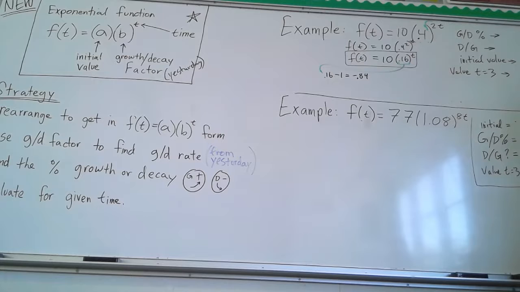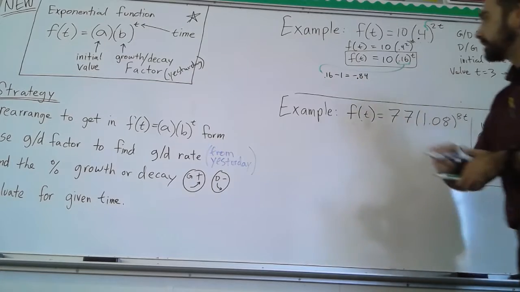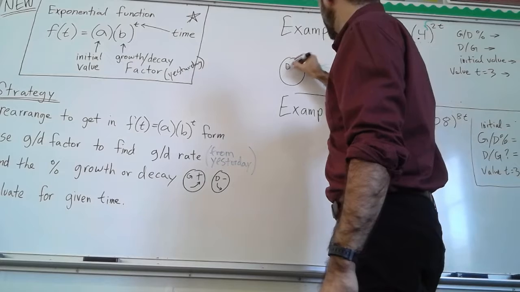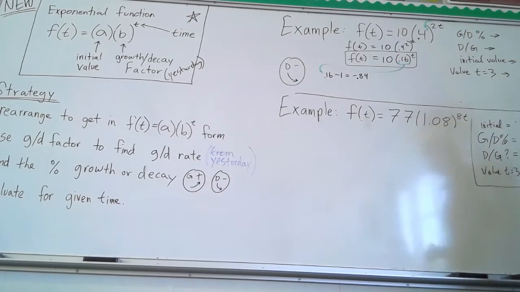Remember, now we have the growth decay rate, but we need the growth decay percentage. But before we do that, let's look. Is it growth or is it decay? Decay. How do you know? It's negative. So it's decay because it's negative. Decay is negative, so it is going down. We know then it's decay. That's another part of the problem you have to do. It's decay.